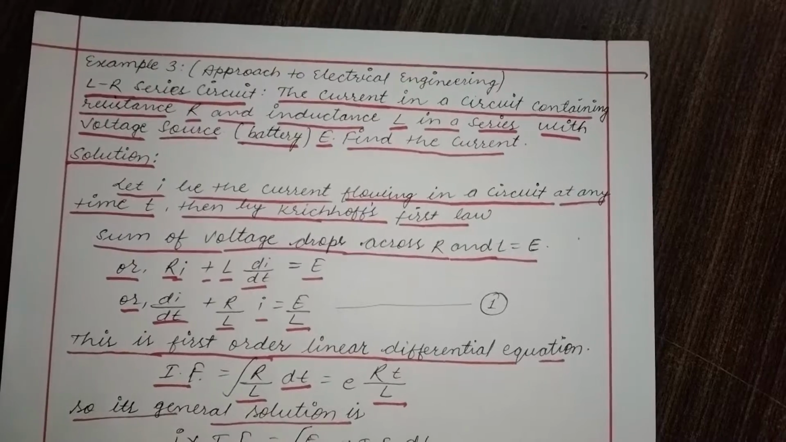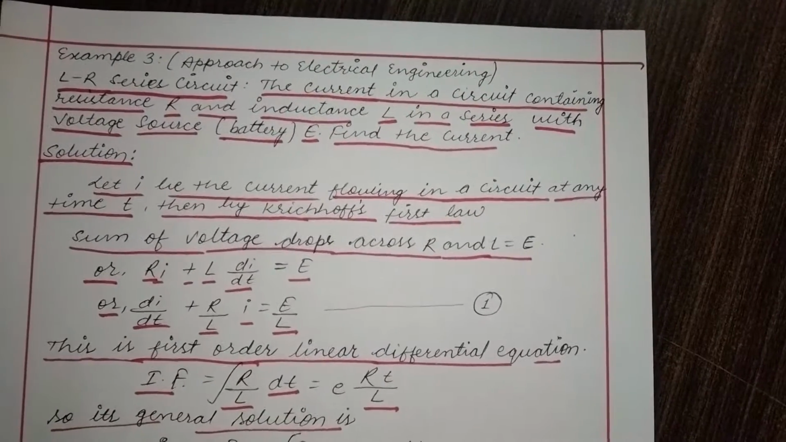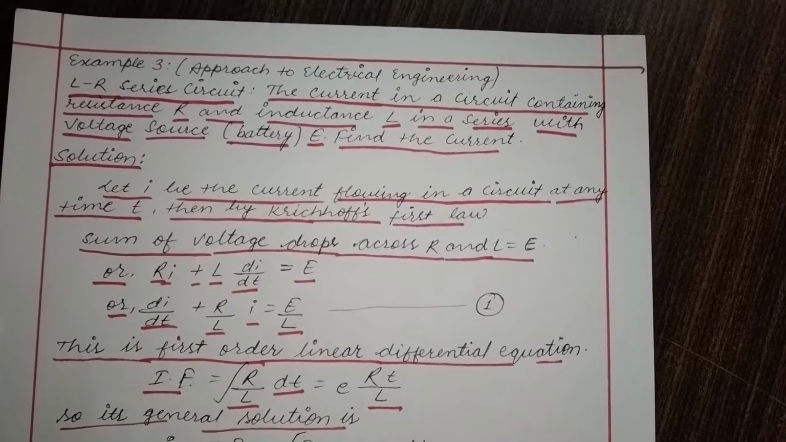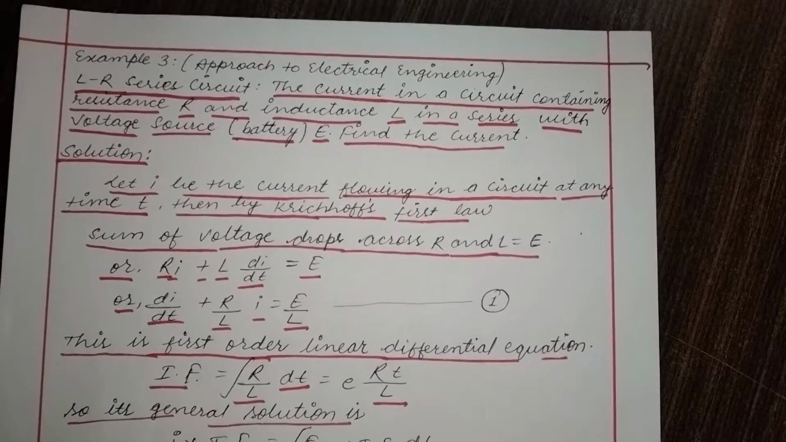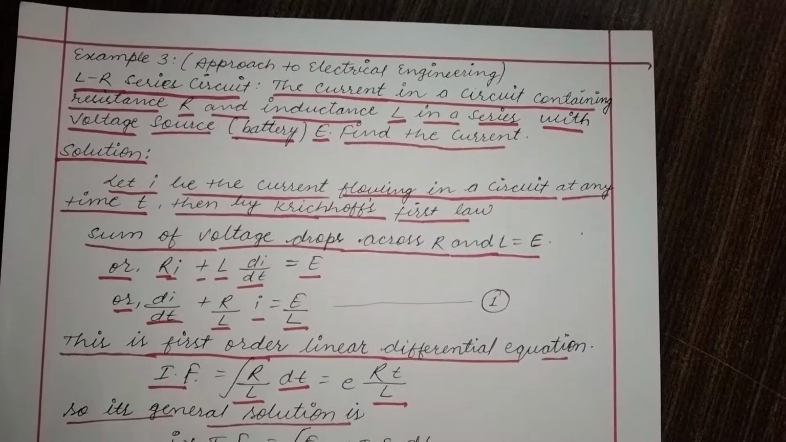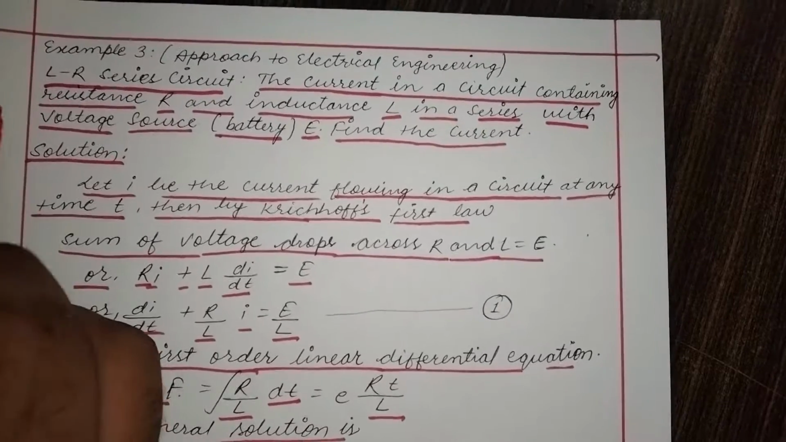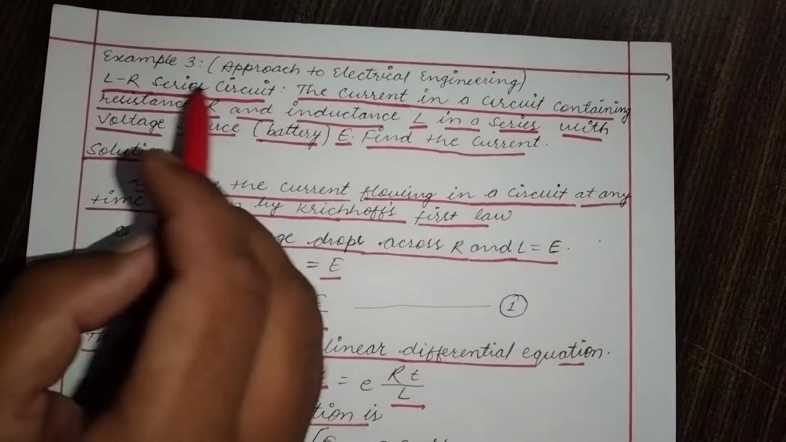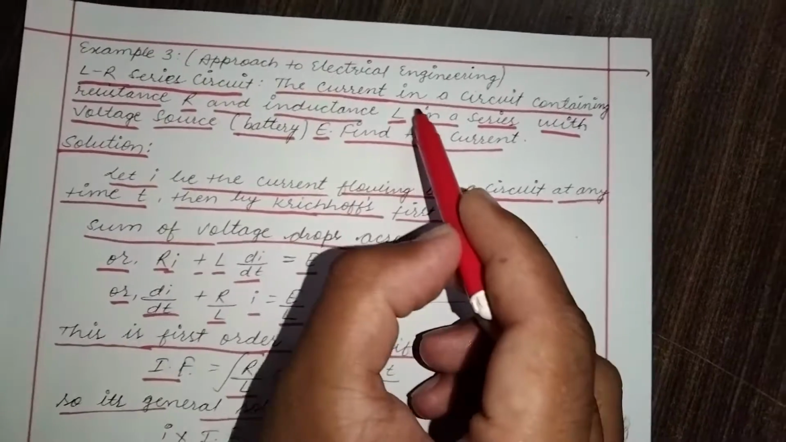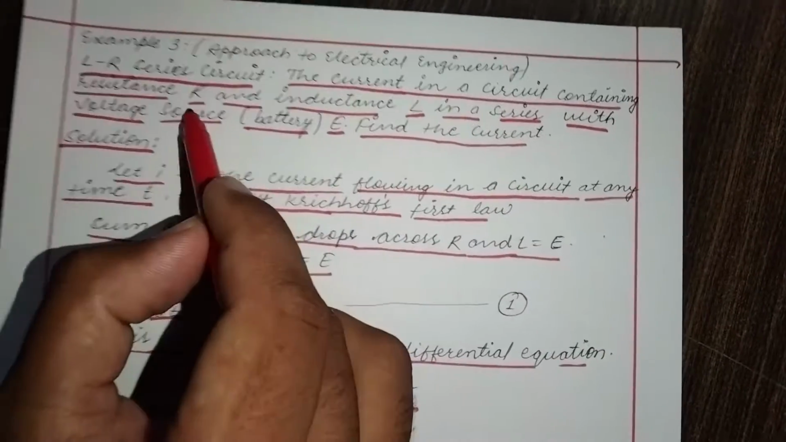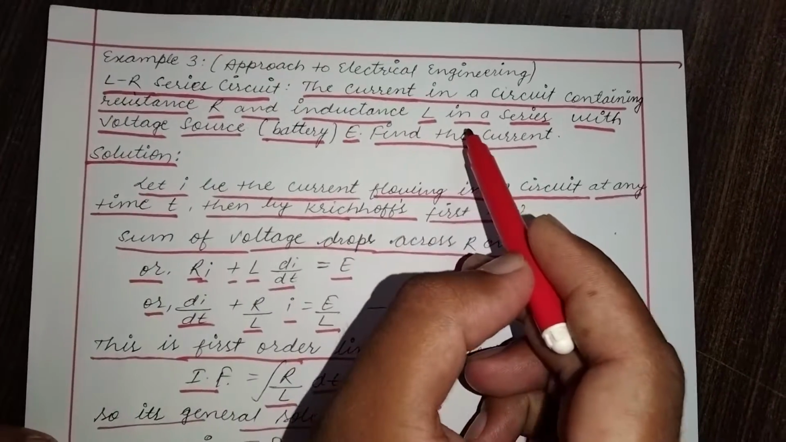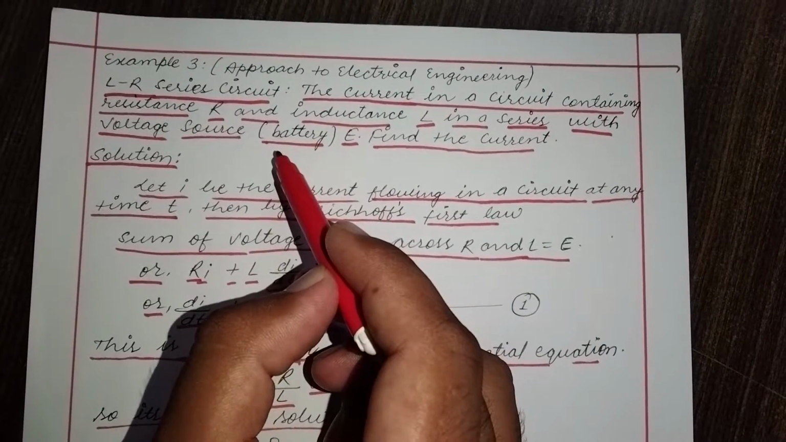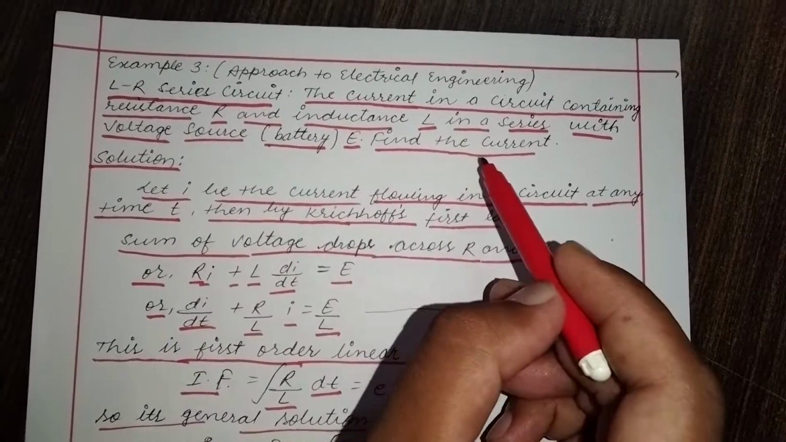Now we are going through our presentation, and according to our book, it is example number 3, approach to electrical engineering, and we are going through our first question. Our first question goes like this. Inductance-resistance series circuit. The current in a circuit containing resistance R and inductance L in series with a voltage source, including in brackets battery E, find the current.